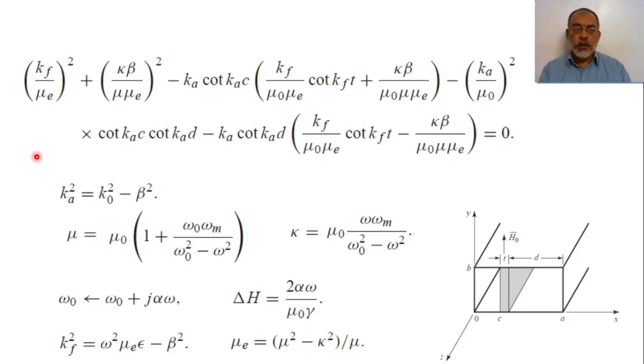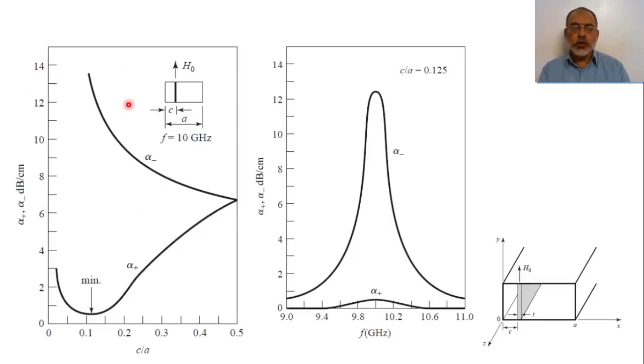As I said, we have two solutions here for beta, and beta is complex, and the imaginary part of this beta corresponds to the attenuation coefficient. So we have alpha plus, the attenuation coefficient in the forward direction, and alpha minus, the attenuation coefficient in the reverse direction.